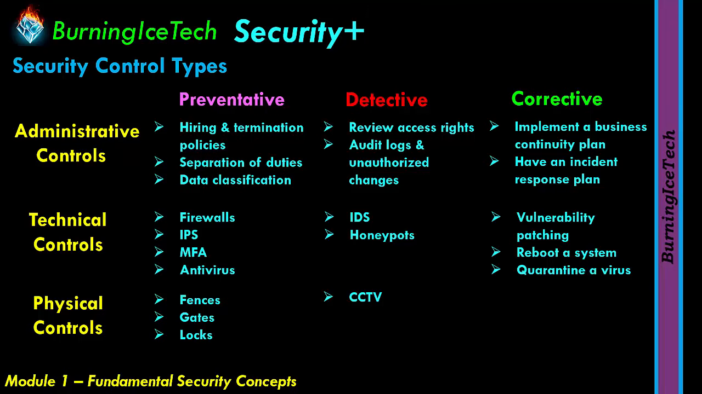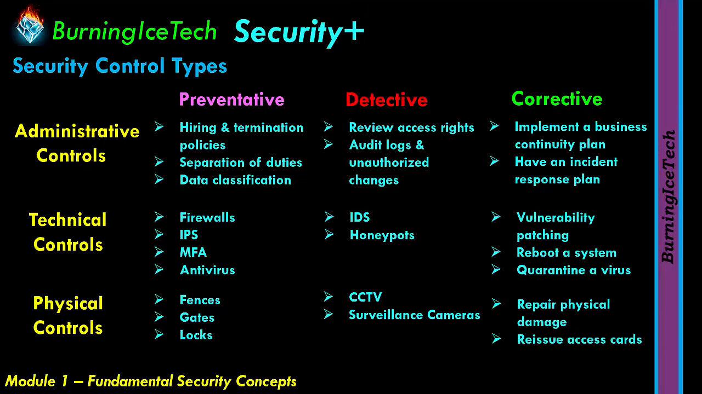So CCTV, and on that note, we can probably add surveillance cameras, which is pretty much the same thing. And then corrective, to physically repair physical damage, or to reissue access cards. So if someone needs an access card to enter a certain section of the building or a certain section of the business, to reissue an actual physical card to individuals or users or employees, that is seen as corrective under physical controls, folks.